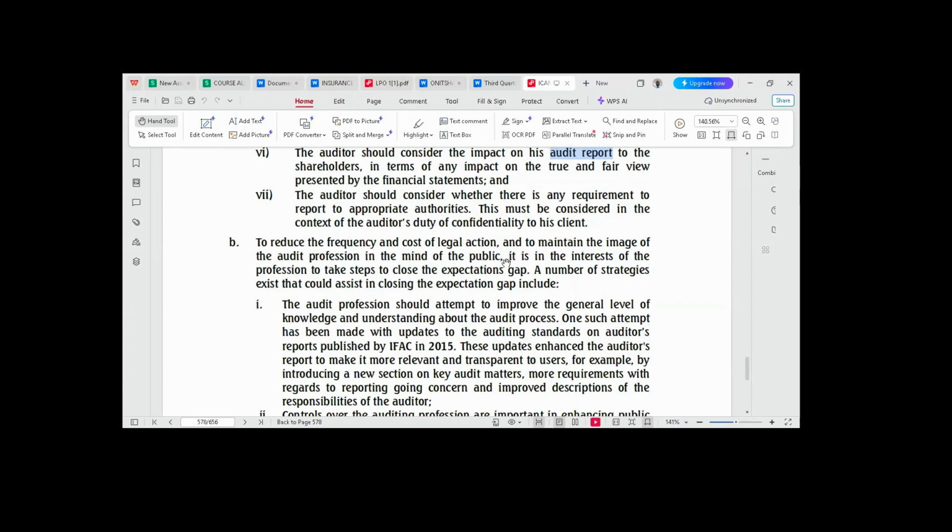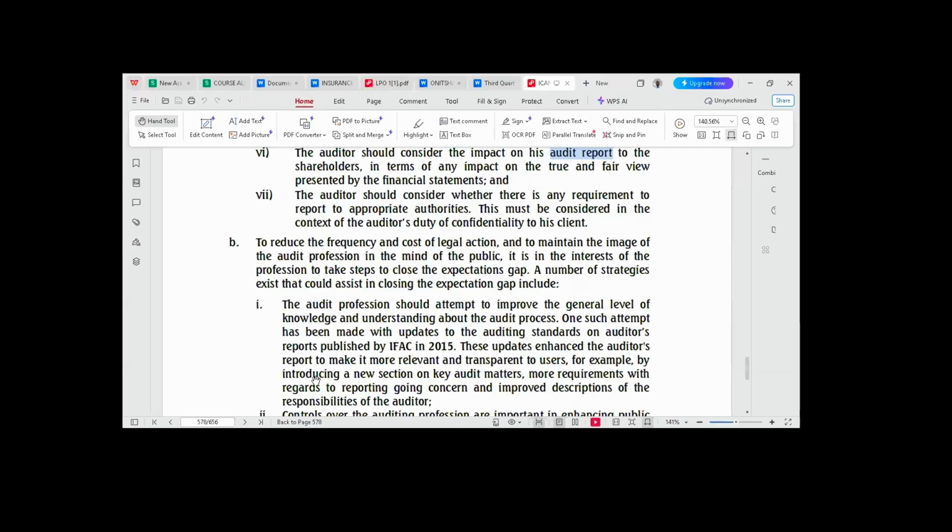This is talking about the expectation gap. It is in the interest of the profession to take steps to close the expectation gap. What are the strategies? Number one, the audit profession should attempt to improve the general level of knowledge and understanding about the audit process. One such attempt has been made with updates to the audit standard on the auditor's report as published by IFAC in 2015. This update enhanced the auditor's report to make it more relevant and transparent to users.